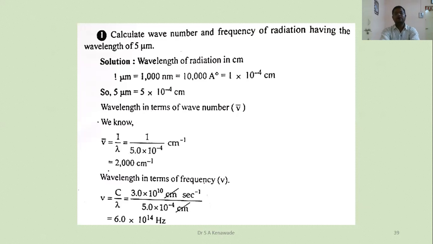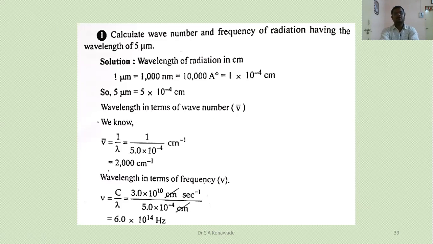Here we have to convert micrometer into centimeter. The very first, 1 micrometer is equal to 1000 nanometer, that is 10,000 angstrom unit, and 10,000 angstrom unit is equal to 1 into 10 to the minus 4 centimeter. Means 5 micrometer is equal to 5 into 10 to the minus 4 centimeter.